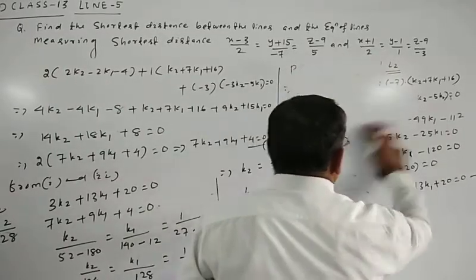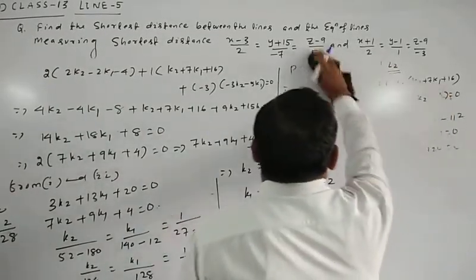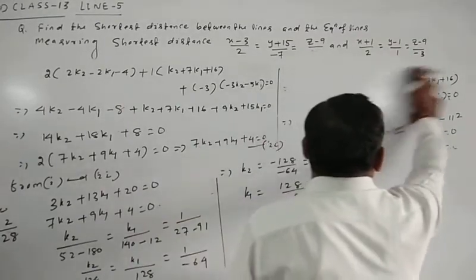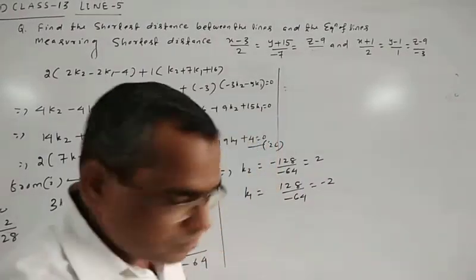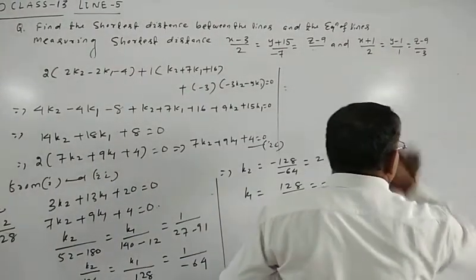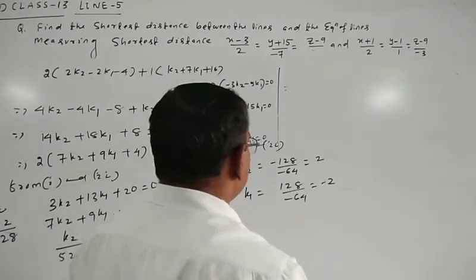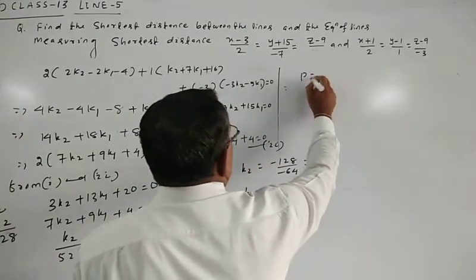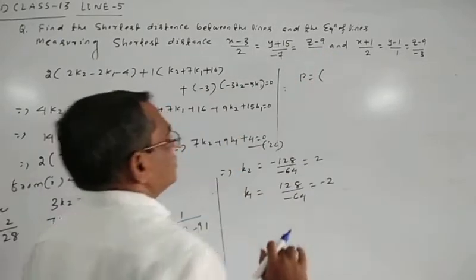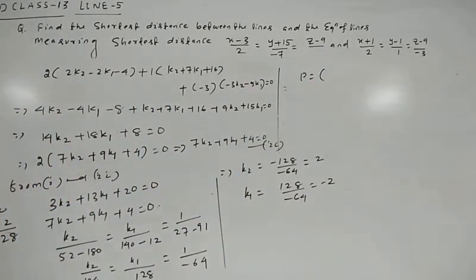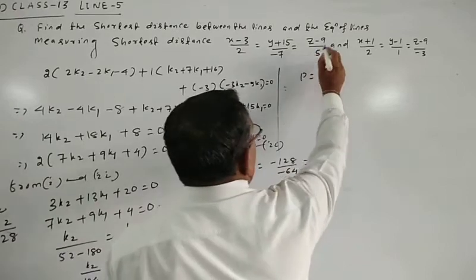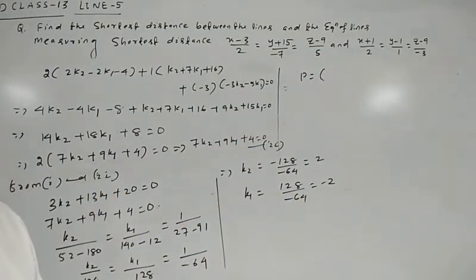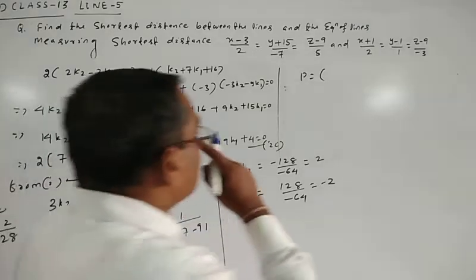That implies here p is equal to z minus 9 by 5. So what is p? Actually p is equal to what?